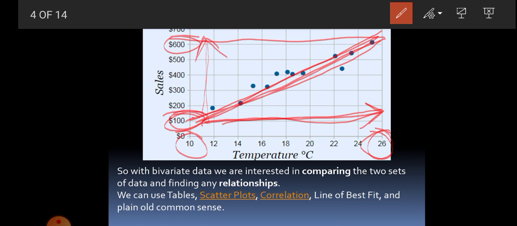So bivariate data is generally used when we are interested in comparing two sets of data and finding any relationship. Whenever we are taking bivariate data, we generally draw tables, scatter plots, correlations, line of best fit, and plain old common sense. This is the way through which we find a relationship and compare the two sets.